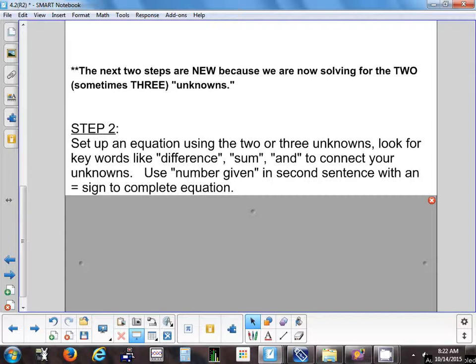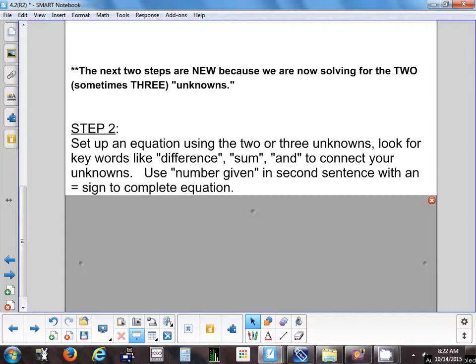All right? To connect your unknowns. So you're going to have 2 pieces of information, but then words like difference, sum, and, those will be words that you're going to use to separate those 2 unknowns. All right, you might put 2x minus 5 if it's sum plus x, because x was the other unknown.